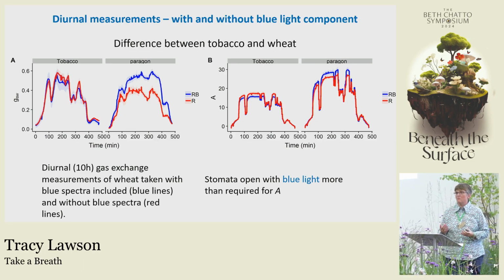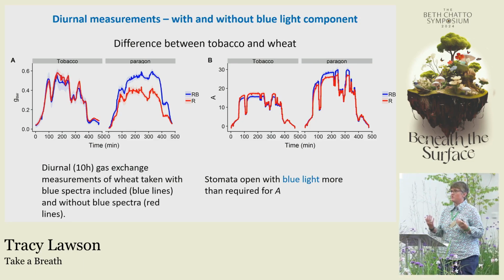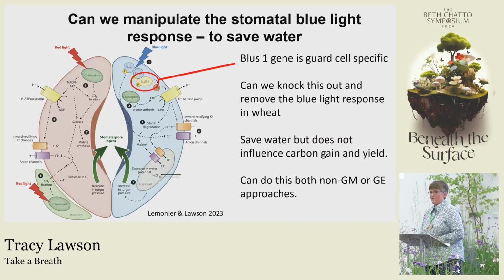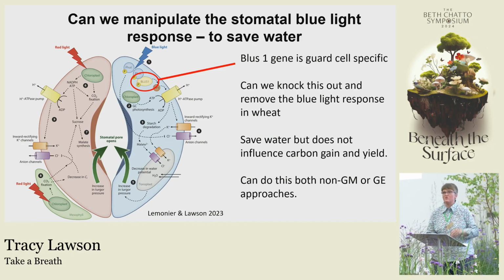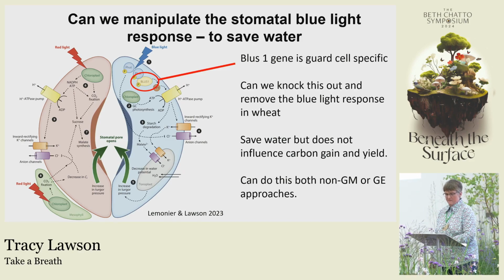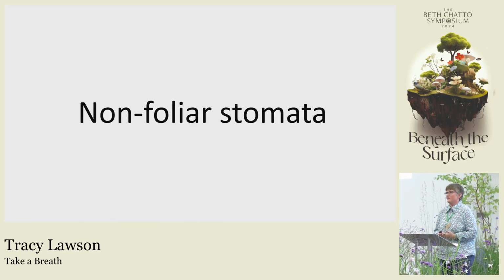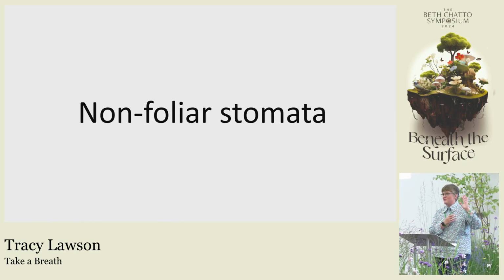So I thought, should we just try and knock this out in the plant? Should we try and get rid of it? And that's what we've been trying to do, is trying to get rid of this out of the plant. And luckily, we've got one gene that we can do, and we're trying to knock that gene out that's in the guard cells. I'm going to skip this just a little bit for time. And I should say, we've not managed this in wheat yet. It's really annoying. I've got wheat plants and they're not quite there.